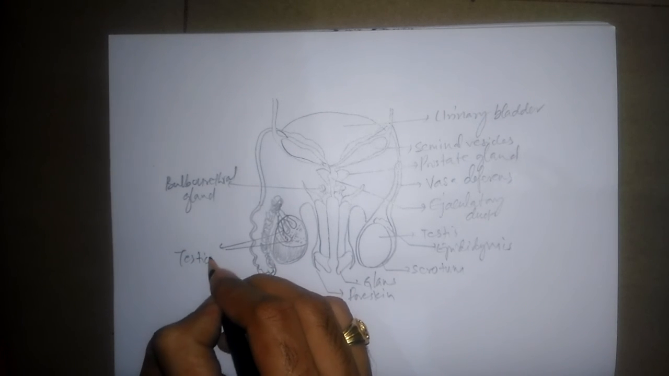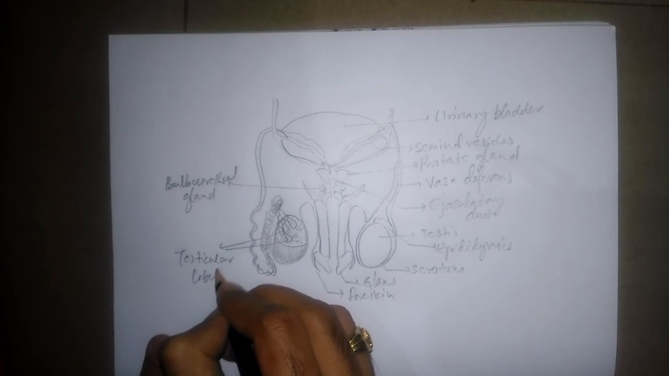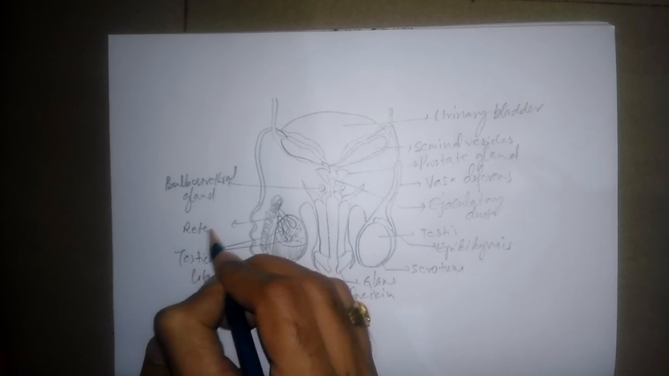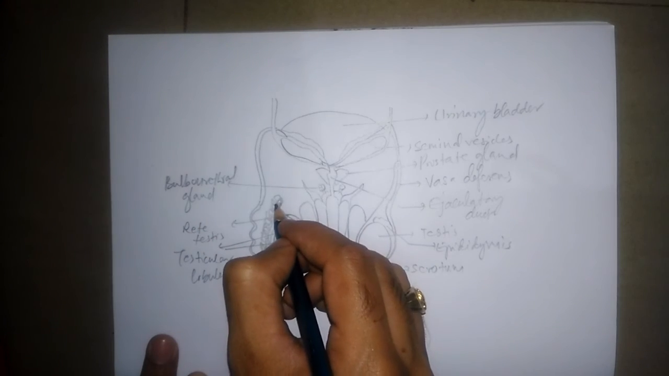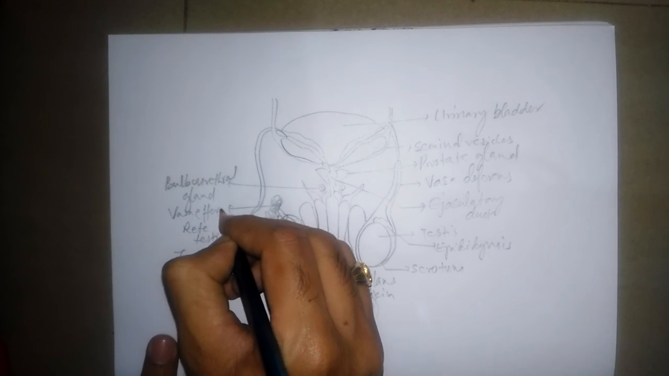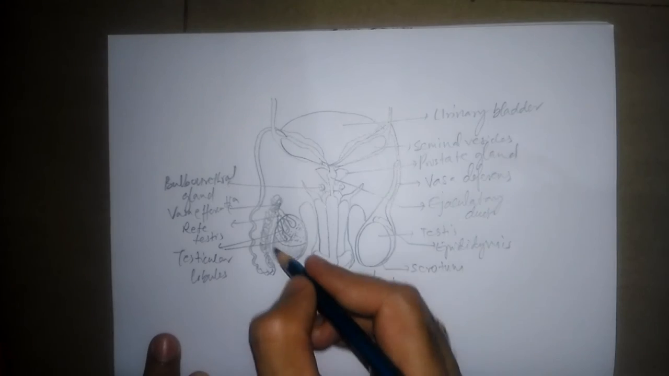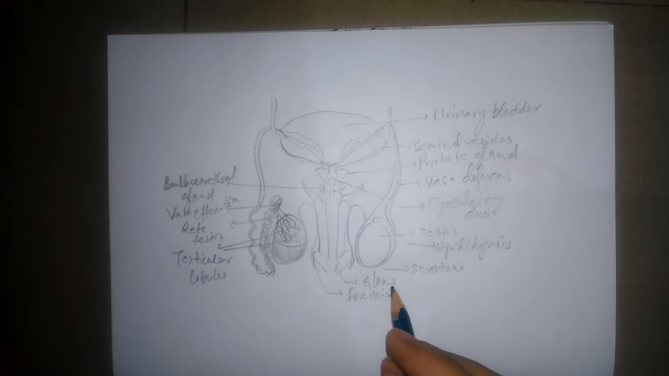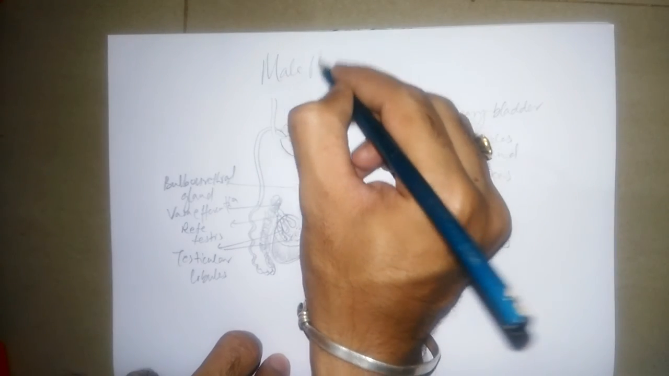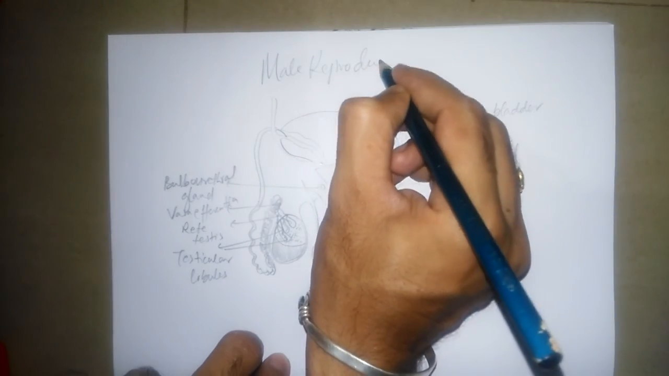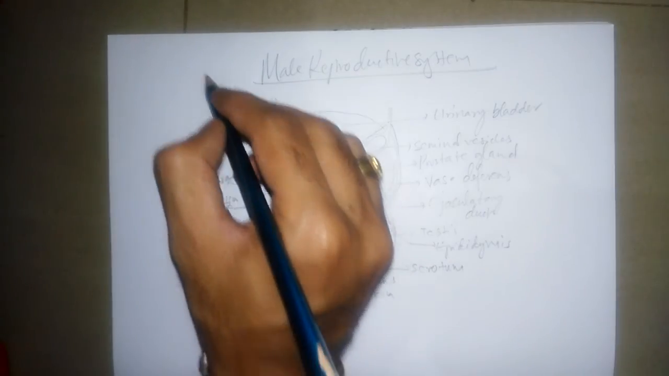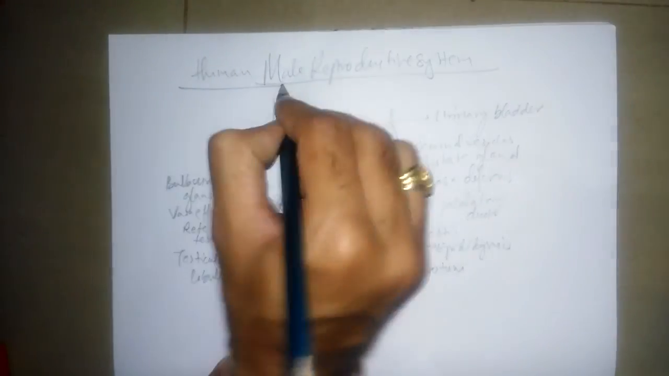Testicular lobules. This is the rete testis. This is the vasa efferentia, right? So this completes the reproductive structure of the male, or you can write the heading also, male reproductive system. Okay, so you can write it as human male reproductive system also.